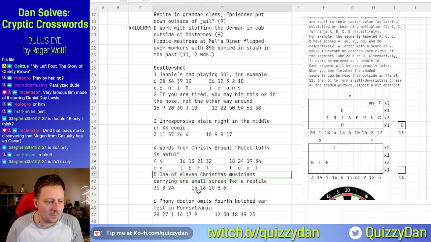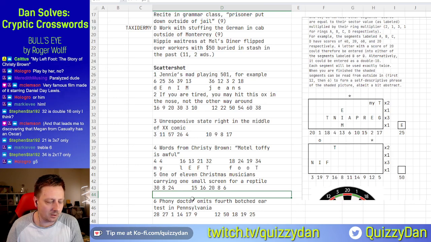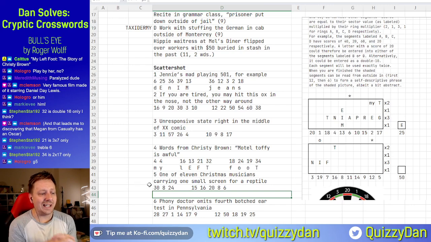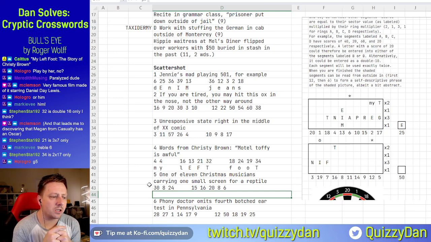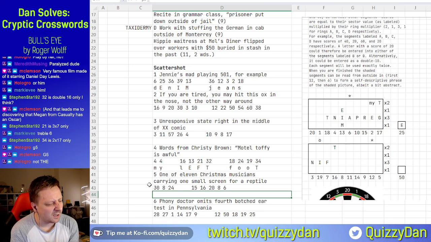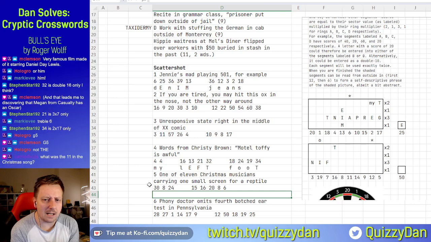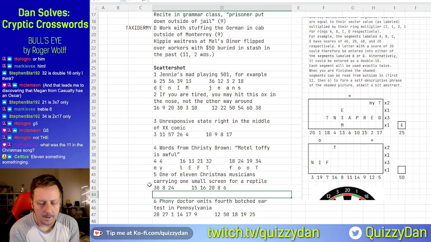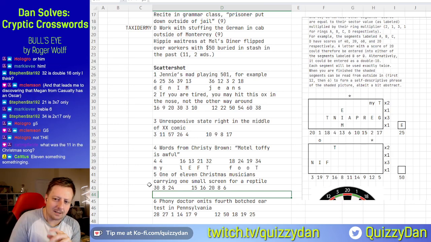Okay. One of 11 Christmas musicians carrying one small screen for a reptile. The something or other. One of 11 Christmas musicians. Were the reindeers also Christmas musicians? Oh, hang on. What was it in the 12 days of Christmas? Oh, flipping heck. Lords a-leaping. 12 lords a-leaping, 11 swans are swimming, 10 gold rings, 7 partridges in 26 pear trees. Yes, I'm aware that all of those numbers were wrong. It's 1170 something. We're not there.